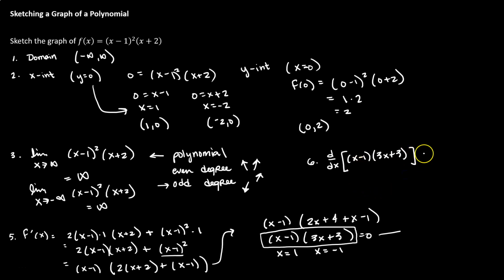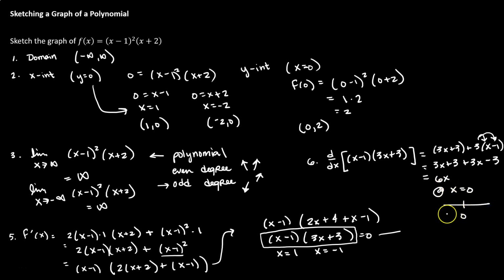The derivative of our first term is just 1 times that second term plus the derivative of the second term times the first term. It's going to leave us with 3 times x minus 1. Distribute that over. We get 3x plus 3 plus 3x minus 3, which leaves us at 6x. This function is equal to 0 only when x is equal to 0. So at x equals 0, our concavity changes.